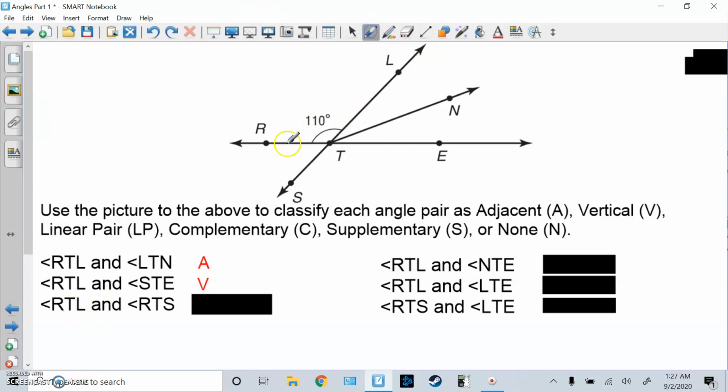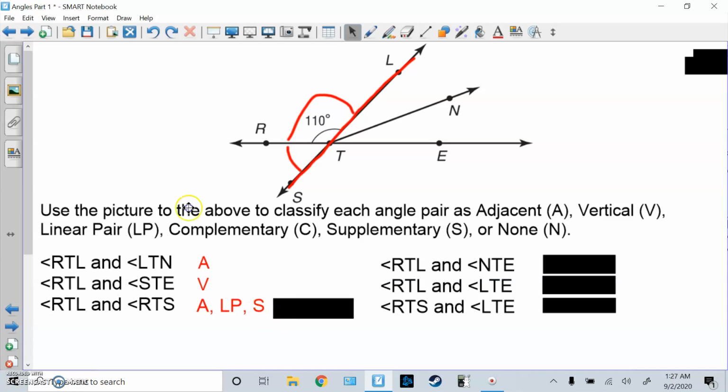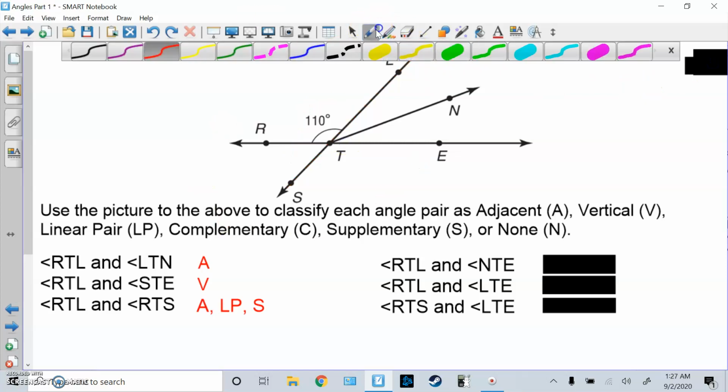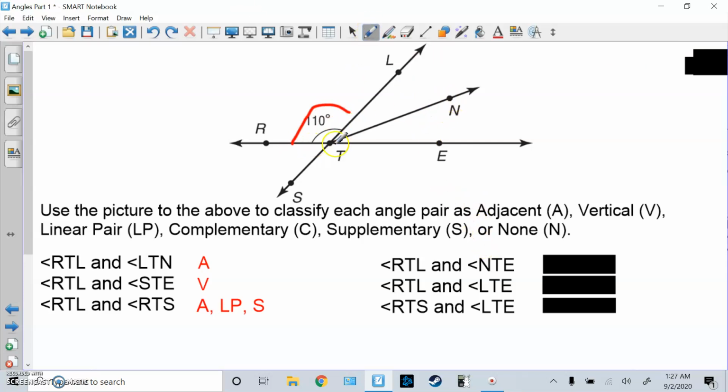All right, next one. RTL, RTS. RTL is the same right here. RTS. Starting R, going to T, going to S is this piece right here. Notice these two together are adjacent. They have RT together. Also, they make the straight line, SL. So they're adjacent and straight. So adjacent, linear pair, because they make a line, and a linear pair is supplementary. All right, next one. RTL, same up here. And we're going to NTE. NTE is this. They're not adjacent. They have this big gap right here. They're not a linear pair. They're not vertical. They're nothing. So none.